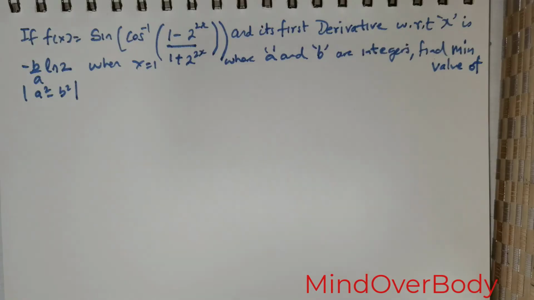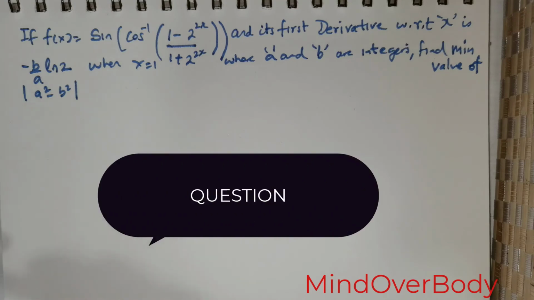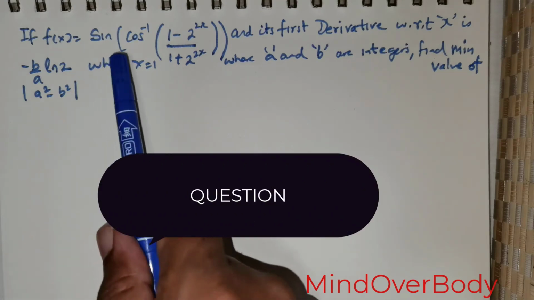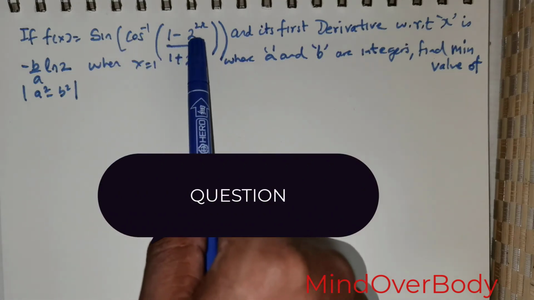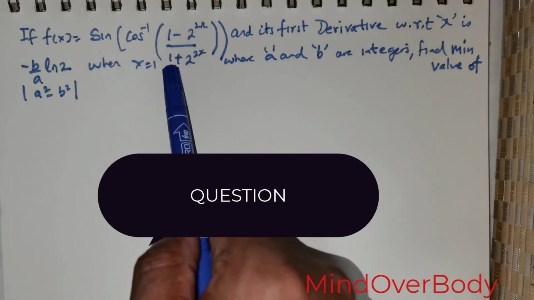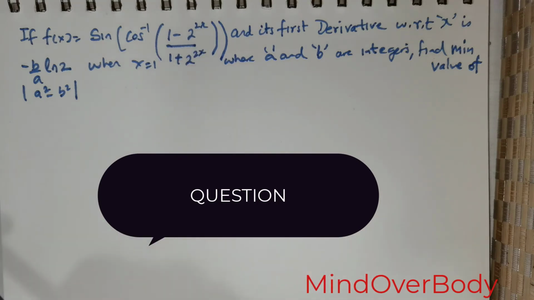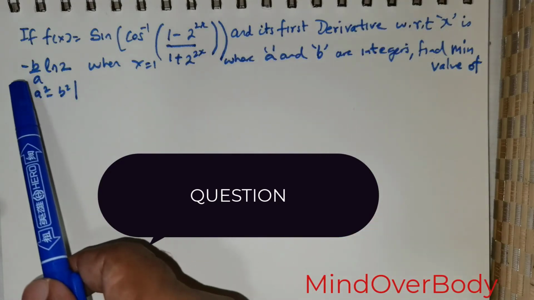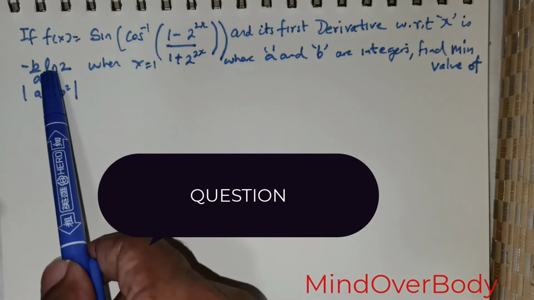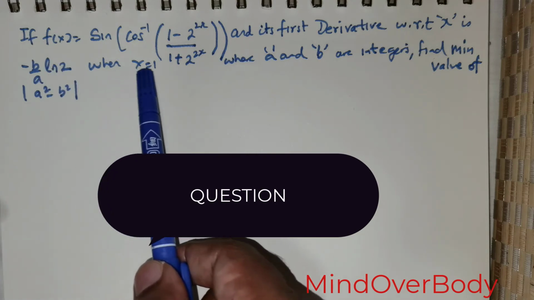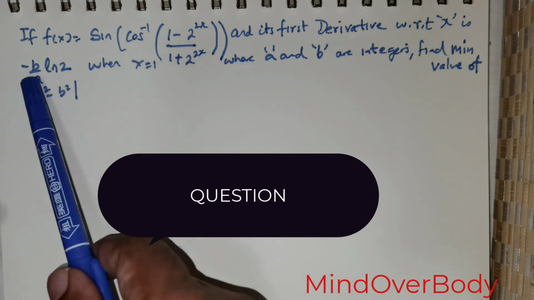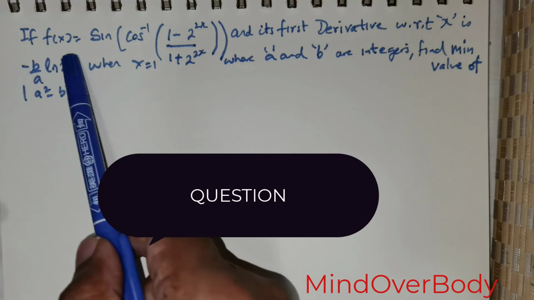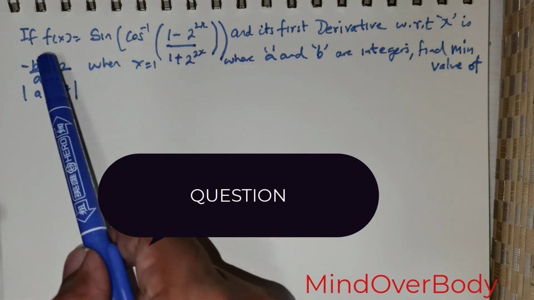Thank you, students. Students, we are given this question. F of x is equal to sine of cos inverse of 1 negative 2 raised to the power of 2x divided by 1 positive 2 raised to the power of 2x. And its first derivative with respect to x is given to be negative b over a times ln 2 when x is equal to 1.